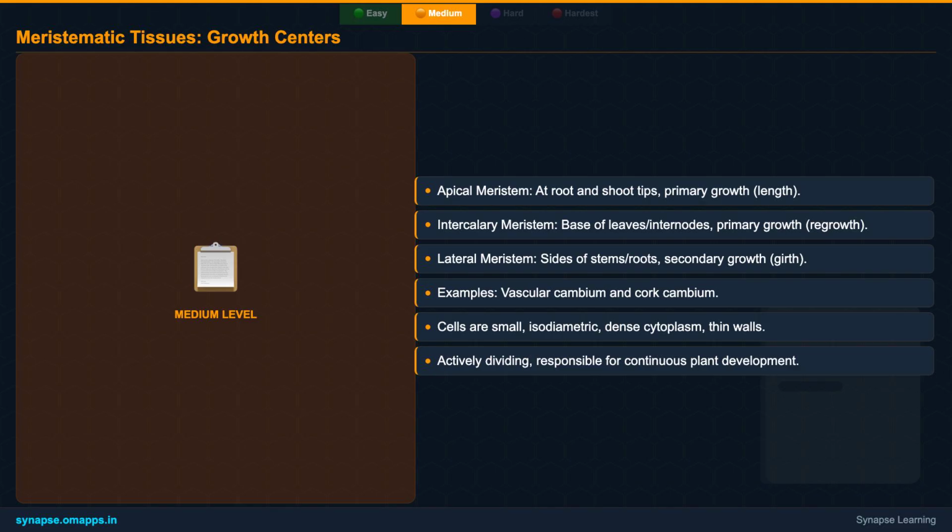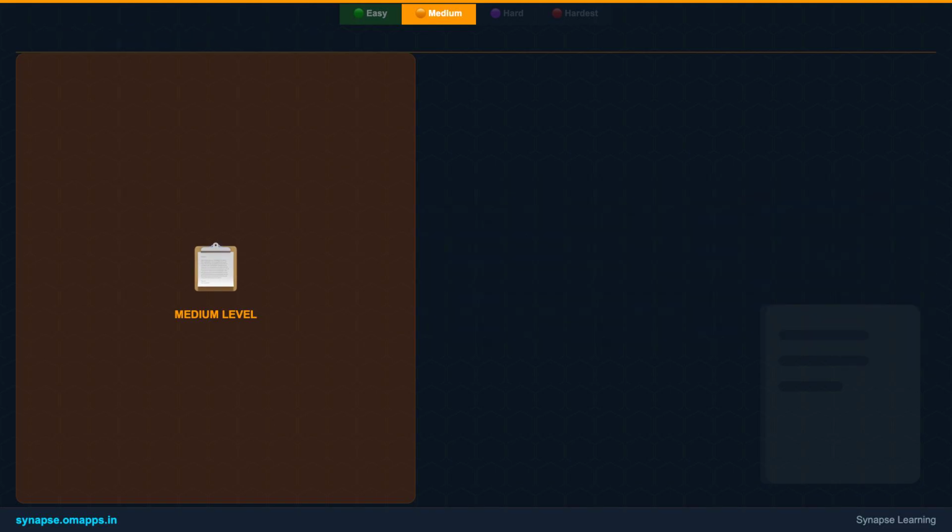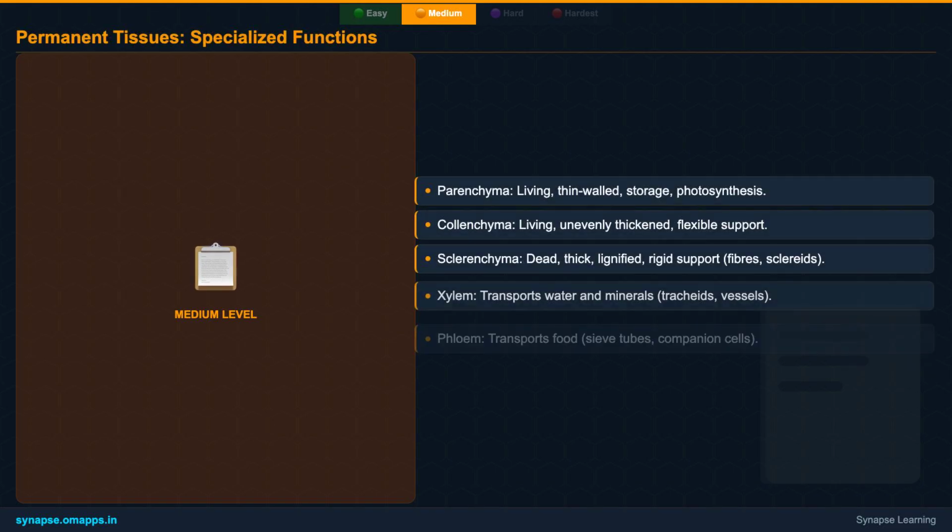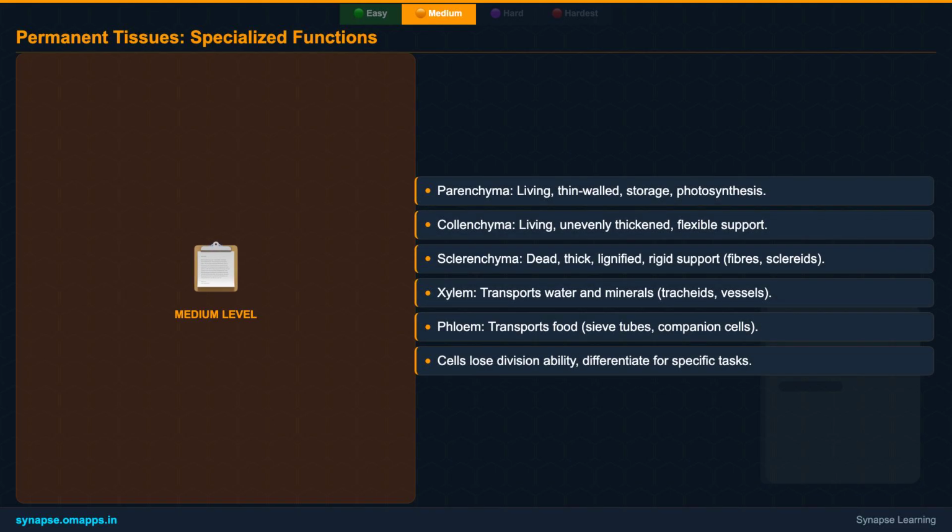Then there's the lateral meristem, which includes the vascular cambium and cork cambium. These are responsible for secondary growth, increasing the plant's girth and making stems thicker and stronger. These dynamic tissues ensure continuous growth throughout the plant's lifespan. Moving on to permanent tissues, these cells have stopped dividing and have specialized for specific tasks.